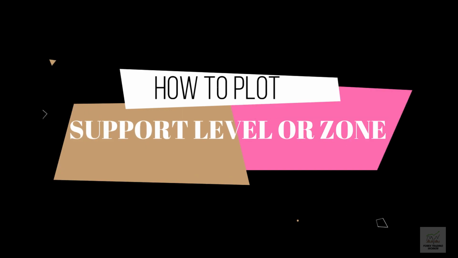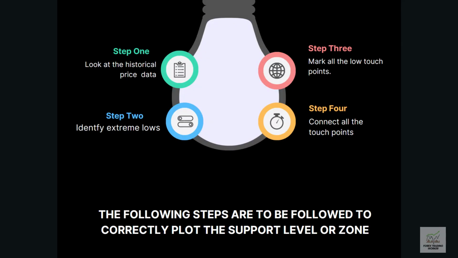How to plot a support level or zone? The following steps are to be followed to correctly plot the support level or zone. 1. Look at the historical price data. 2. Identify extreme lows. 3. Mark all the low touch points. 4. Connect all the touch points.